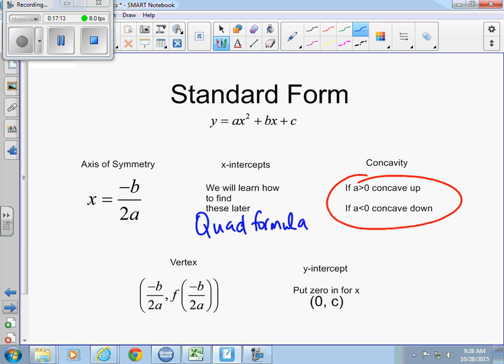You plug it in. But when you just plug it in, that's what f of negative b over 2a means. It just means find the x value and plug it in. So for that notation in your notes, you might even put a little arrow there and say plug it in. So the f of negative b over 2a just means plug it in.